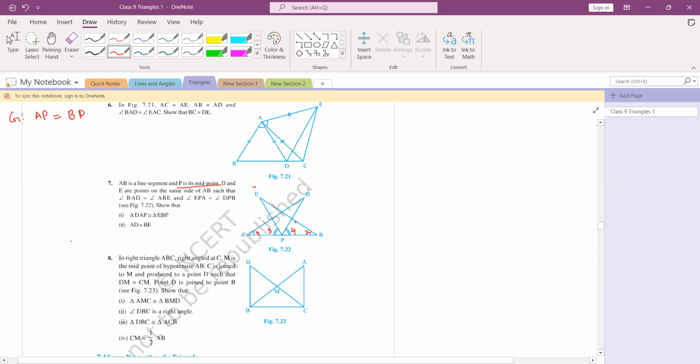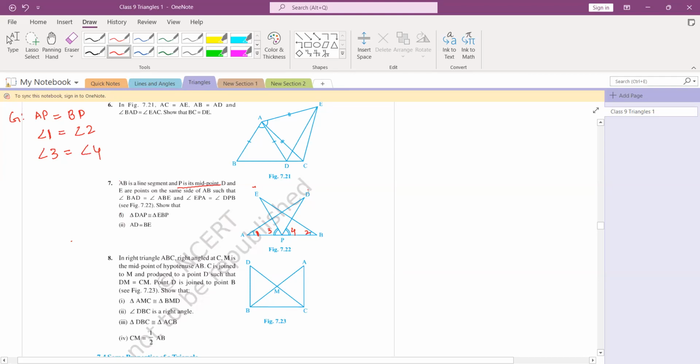3 and 4. So it is also given that angle BAD, that means your angle 1, is equal to angle ABE, angle 2. Can you see in the figure, all of you? Yes, ma'am. So angle EPA, that means angle 3, and DPB is angle 4. Things become a bit simpler if you name them 1, 2, 3, 4. Otherwise, you get confused. So this much information is given.